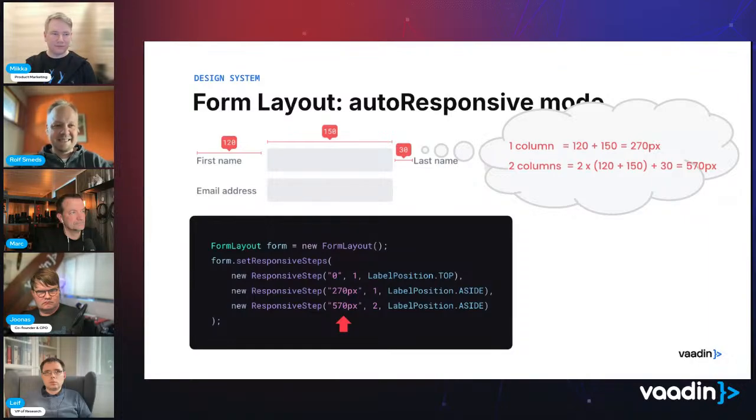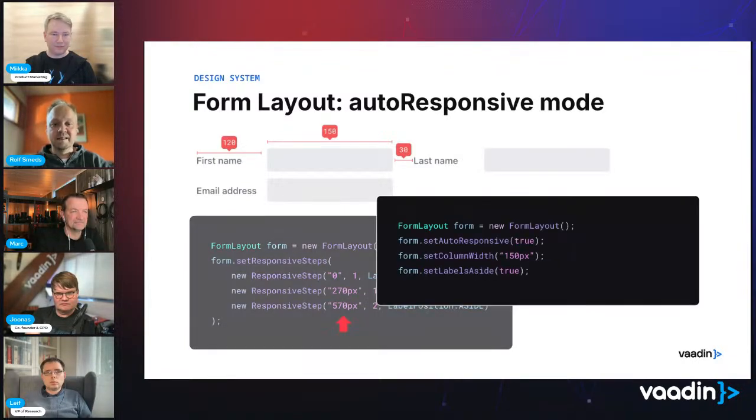And the thing is, computers are kind of good at math, so why do we make people do that themselves? So we decided to fix that. And now you can just toggle on the auto responsive mode, and then you set the column width to that 150 pixels that you want the fields to be. And then you set labels aside true. And it just gives you exactly that behavior without figuring out the breakpoints yourself.